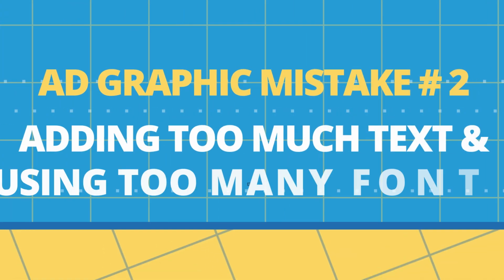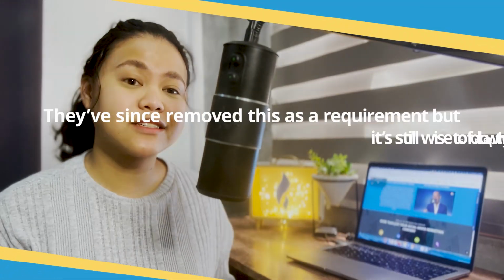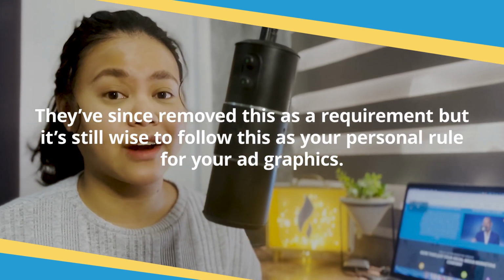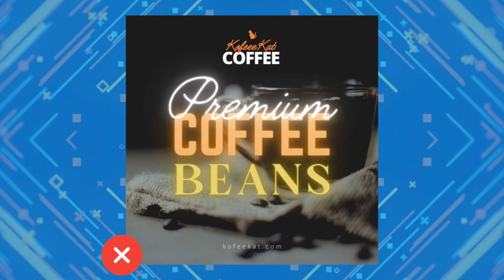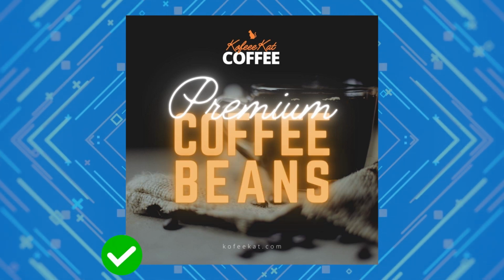Moving on to ad graphic mistake number 2, adding too much text and using too many fonts. The best performing ads usually have minimal to no text. This is why Facebook used to have a 20% rule that wouldn't let you run any ads that have text that cover more than 20% of your image. They've since removed this as a requirement, but it's still wise to follow this as your personal rule for your ad graphics. Additionally, you don't want to introduce too many font faces in your design. Try keeping your fonts per ad at 2 fonts max. If you're using too many fonts, your graphic is going to look overcrowded and unharmonious.